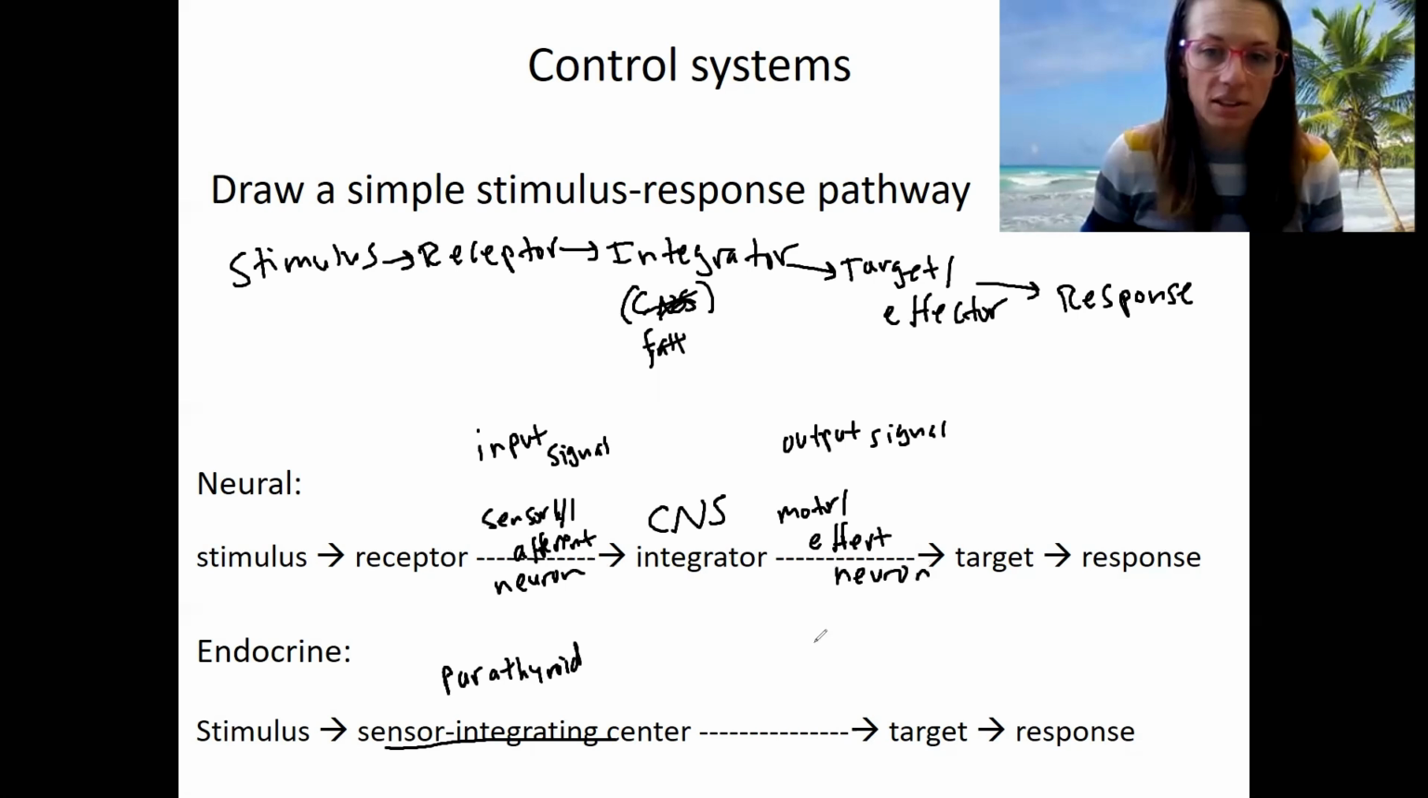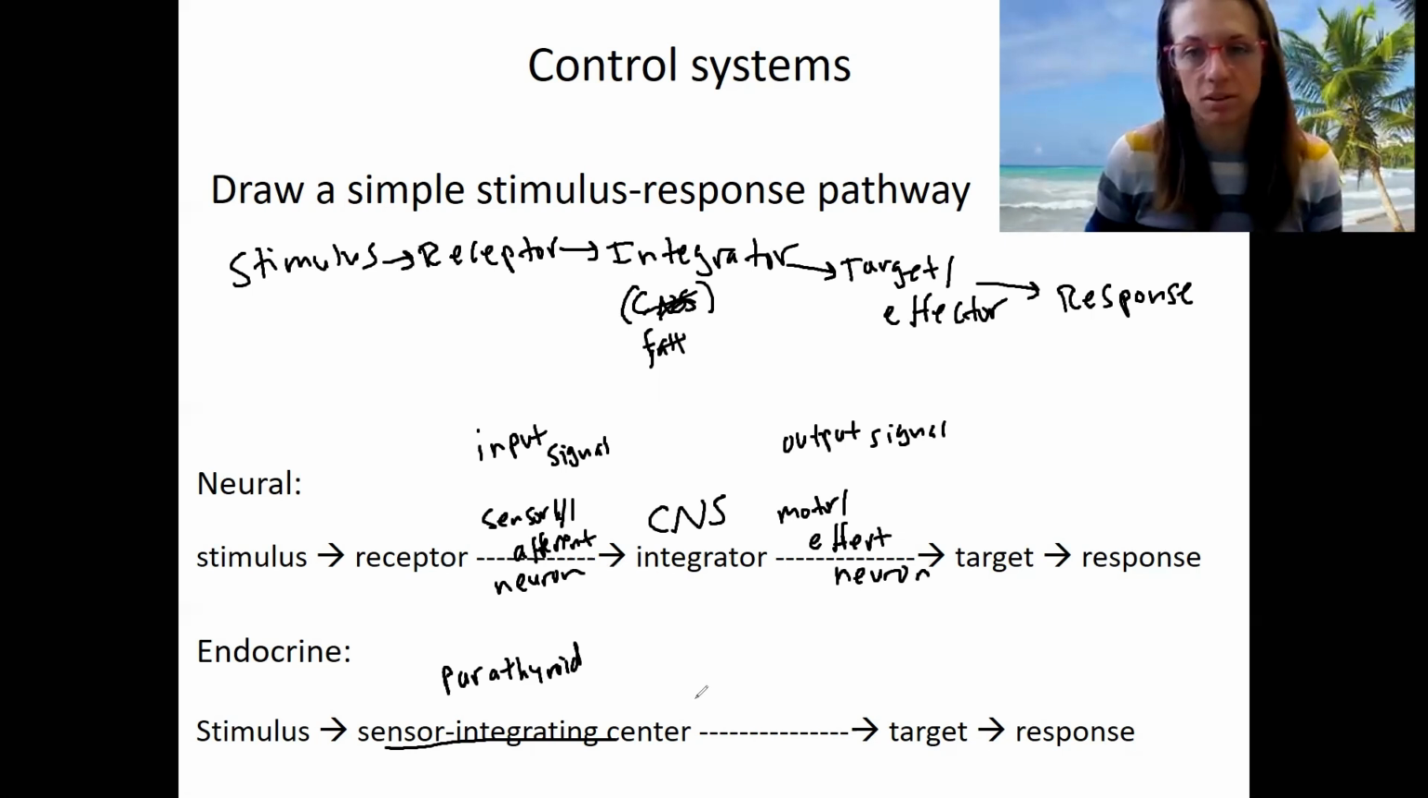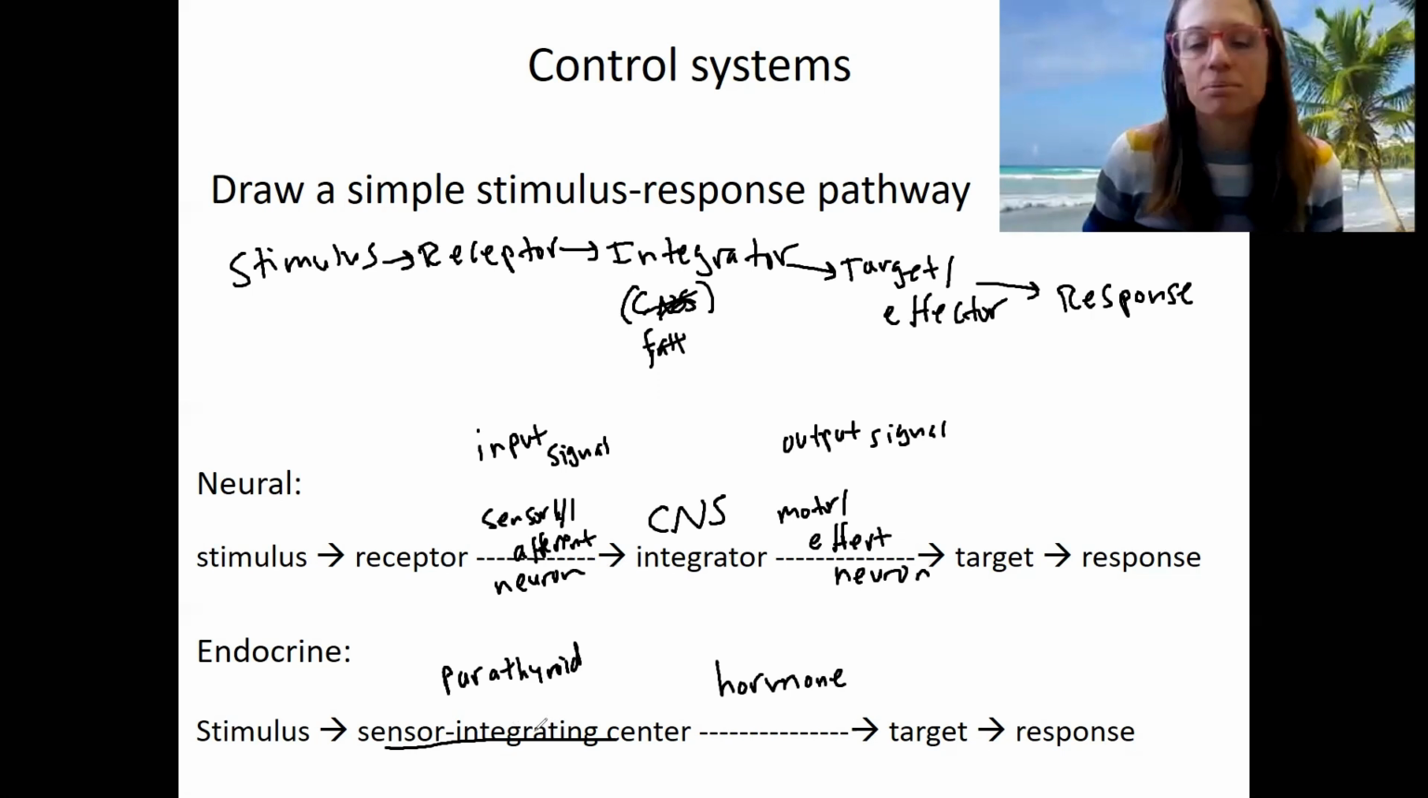Okay, so what is our output signal for an endocrine pathway? It's a hormone. Always a hormone, because the definition of an endocrine gland is it's producing hormone. The sensor integrator is always an endocrine gland if we're talking about the endocrine system. Again, there's going to be exceptions when we get to the complex pathways. So the output signal is always going to be a hormone.